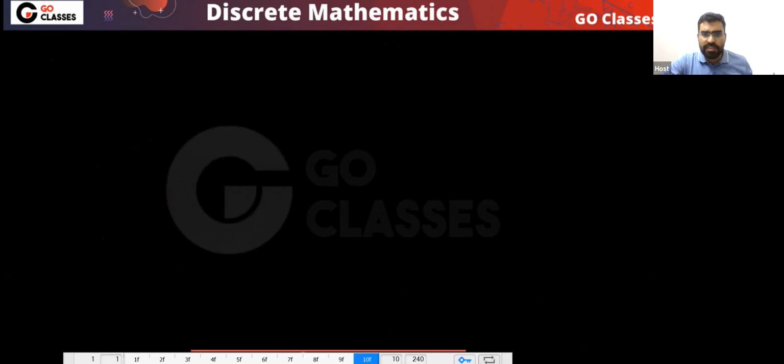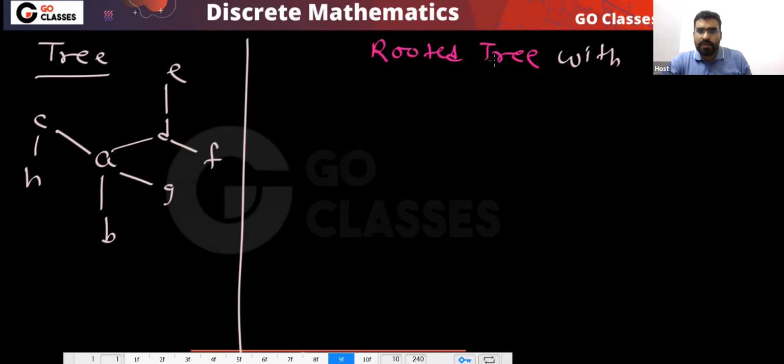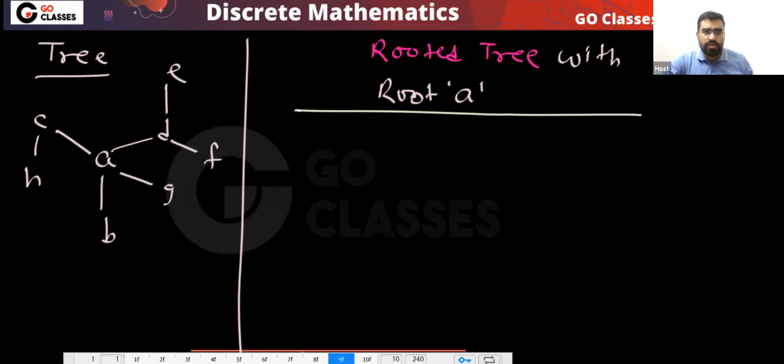Now, I want to convert this tree into a rooted tree. How to do that? This is very easy. For example, a rooted tree with root A. What you have to do is very simple: just make A the root, and the remaining things you just hang.